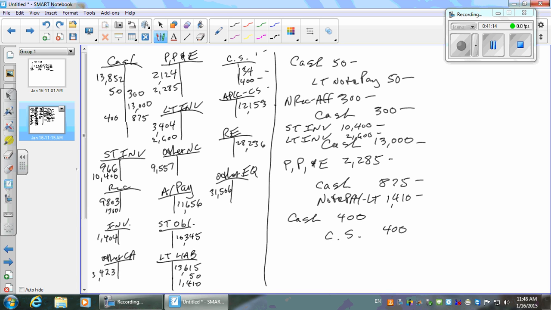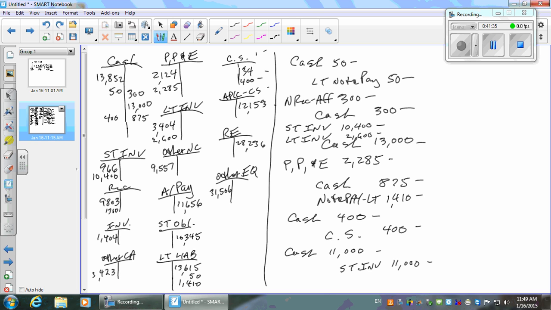So, what do you want to do with this? What did they get? 11,000 cash. Yeah, 11 billion. Okay, and credit what? Short-term investments. You know what happened? It's the 11 billion, right? So I increased one asset and reduced the other. You guys agree with that?